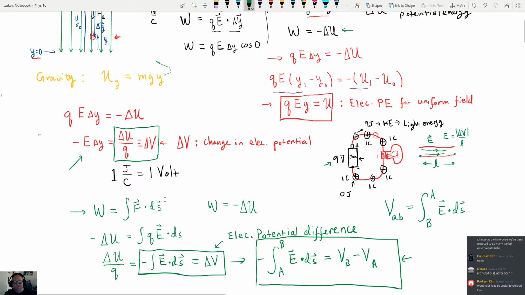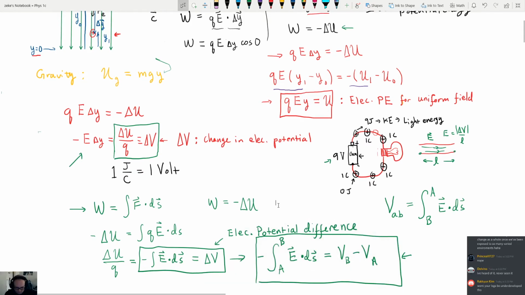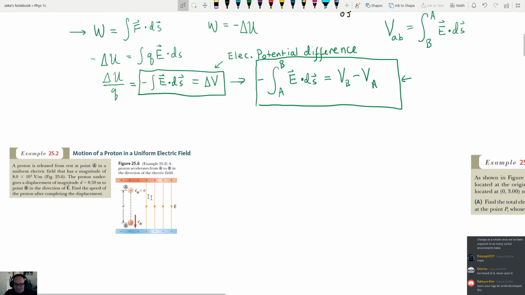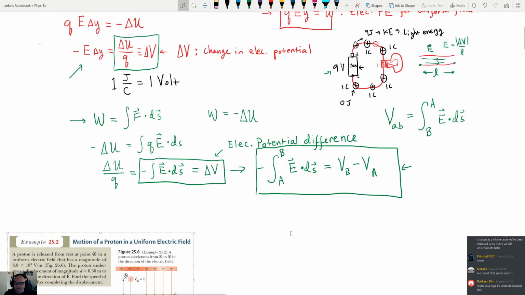Okay, so let's look at some applications of this idea, this new idea of electric potential difference. And again, if this equation looks hard to you, trust me that when we actually use the equation, it's not going to be that complicated. Okay, so I'm going to highlight some equations here that are important. So we're going to need this one.